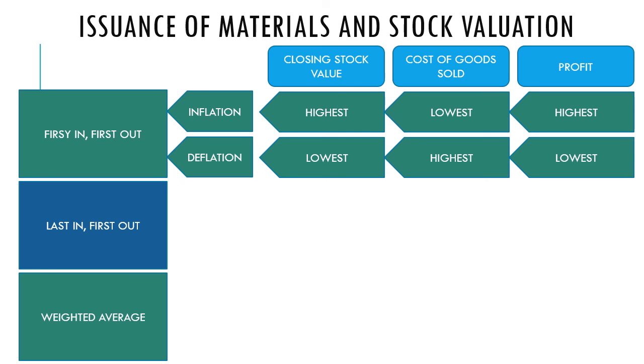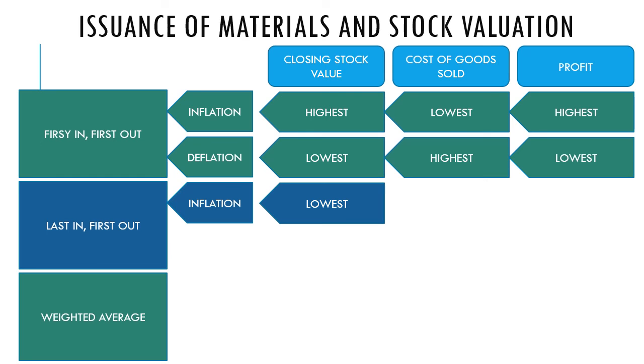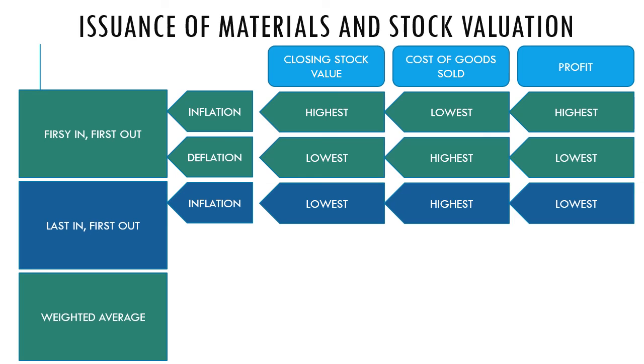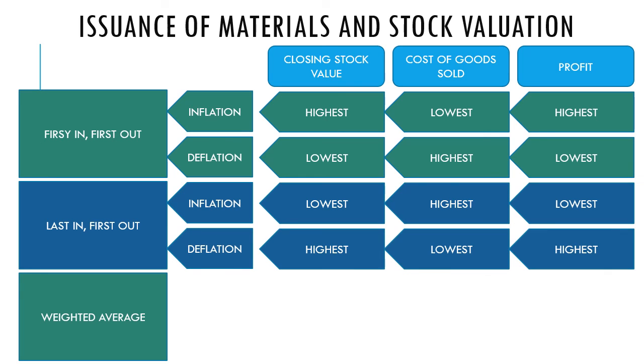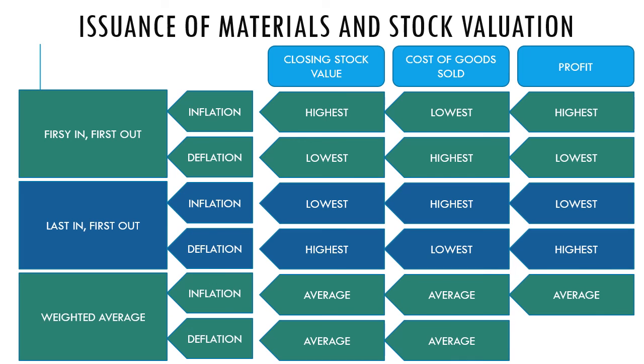The same goes for last in first out, LIFO. If inflation, you just go the opposite of first in first out. So if under first in first out, inflation gives the highest closing stock, then last in first out during inflation will be the lowest. It will be the opposite of FIFO. See here? And therefore cost of goods sold will be the highest, and profit will be the lowest. The same goes for deflation: highest, lowest, and highest. But for the weighted average, everything will be on an average basis.